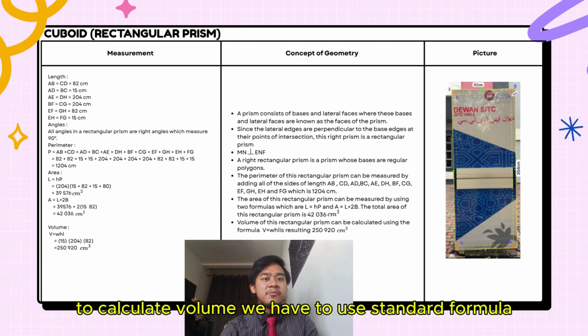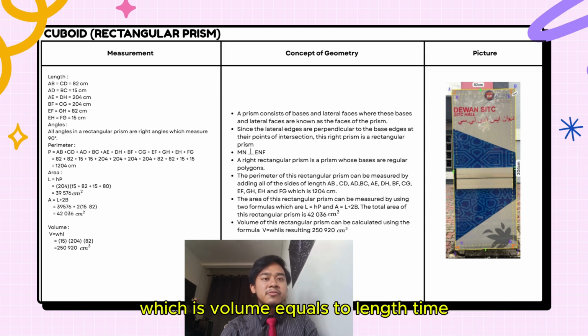To calculate volume, we use the standard formula, which is volume equals length times width times height. The volume is 250,000 and 120 cm cube.